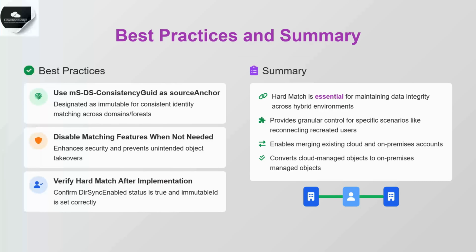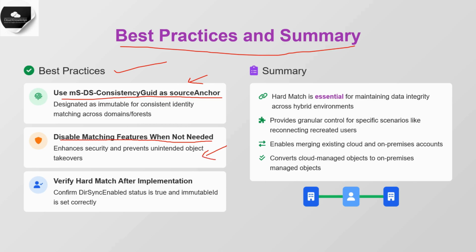Moving forward, what is the best practice and summary? For best practice, use ms-DS-ConsistencyGuid as a source anchor. By default, AD Connect is using ms-DS-ConsistencyGuid as a source anchor. Disable matching features when not needed, so you can disable the matching feature whenever not needed. Verify hard match after implementation. For example, once hard match has been implemented, you need to verify that the hard match and directory sync have been enabled for the cloud user or not. We will go and we will check.